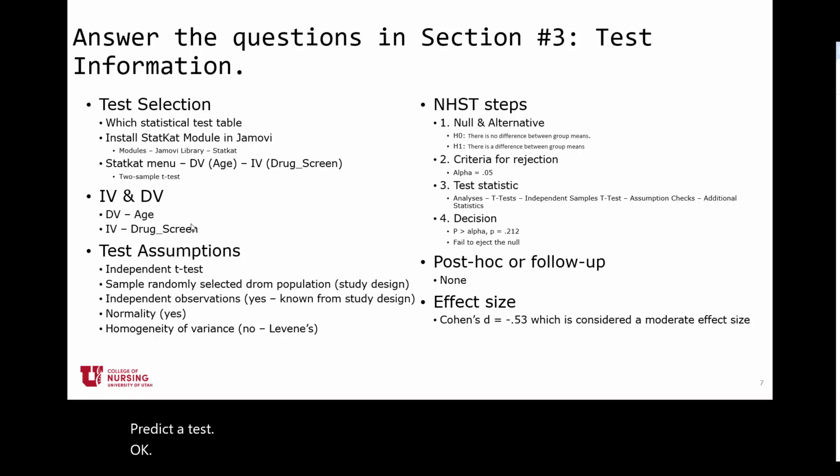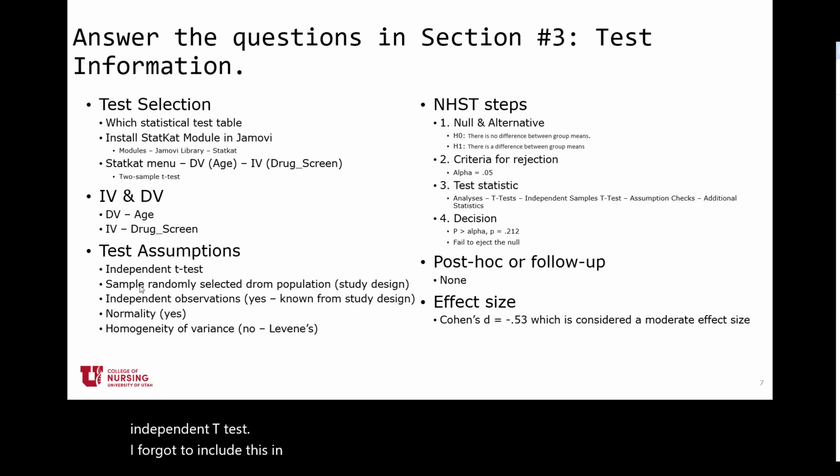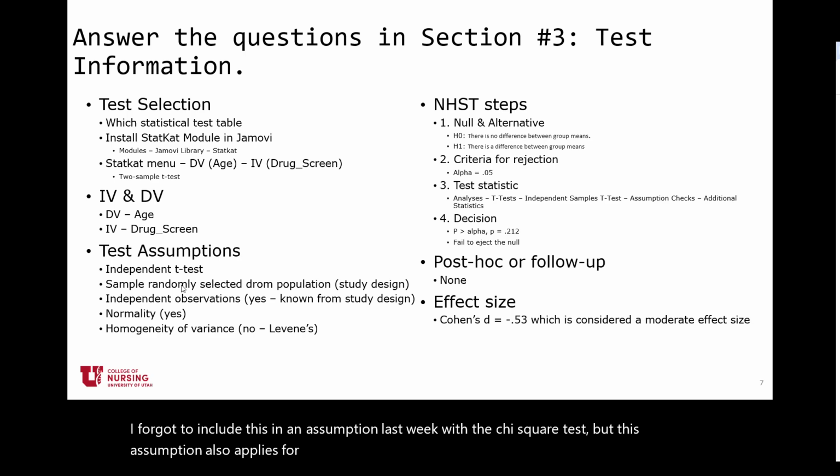Independent and dependent variables and levels of measurement. We looked at that already when we were doing our data screening, so we're good with that. Test assumptions. So for an independent t-test, I forgot to include this assumption last week with the chi-square test, but this assumption also applies for that. And the books did not really emphasize this, so I just wanted to mention this to you guys.